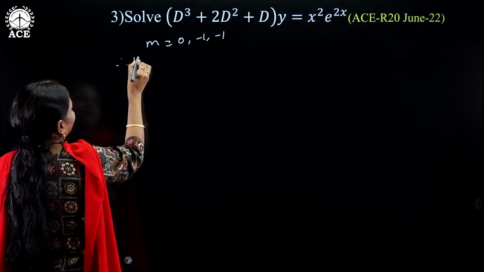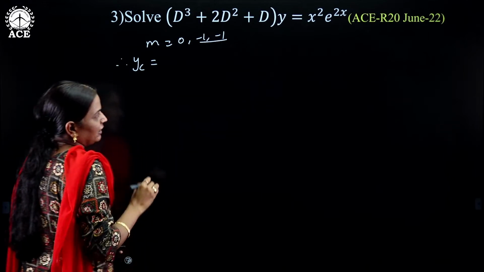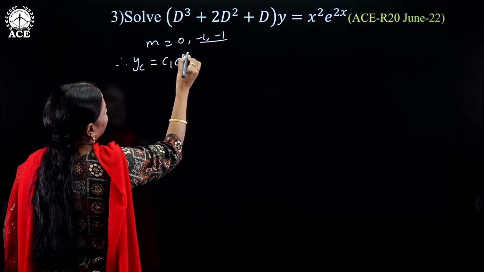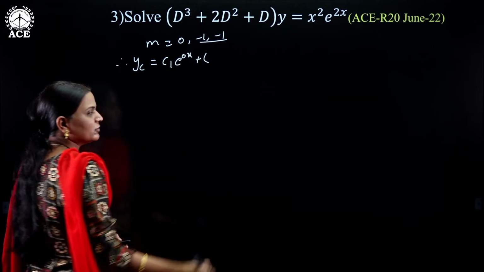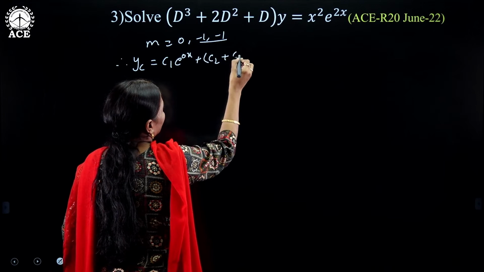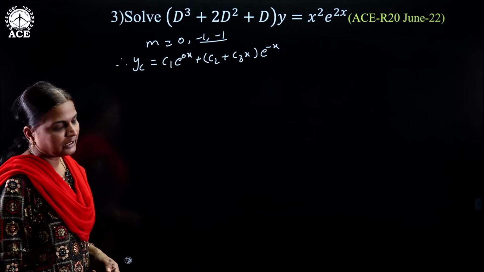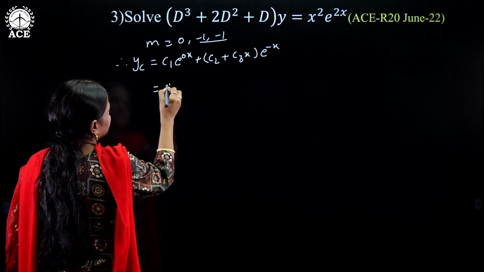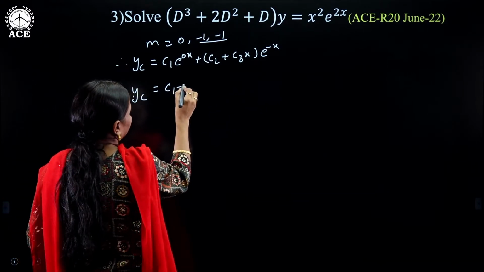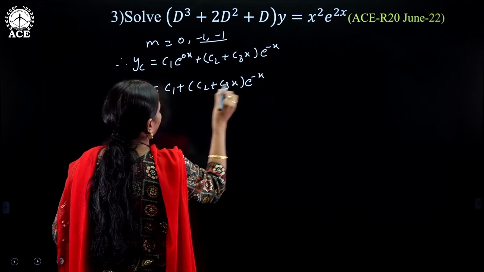So therefore, complementary function yc is equal to. Here out of 3 roots, these two are equal. So first write the corresponding part of the distinct root, that is c1 into e power 0x, plus. Next, 2 roots are equal, real and equal. So in this case, how to write? That is (c2 + c3x) into e to the power -x. But what is e power 0? e power 0 is 1. So that is c1, that implies yc is equal to c1 + (c2 + c3x) into e to the power -x.